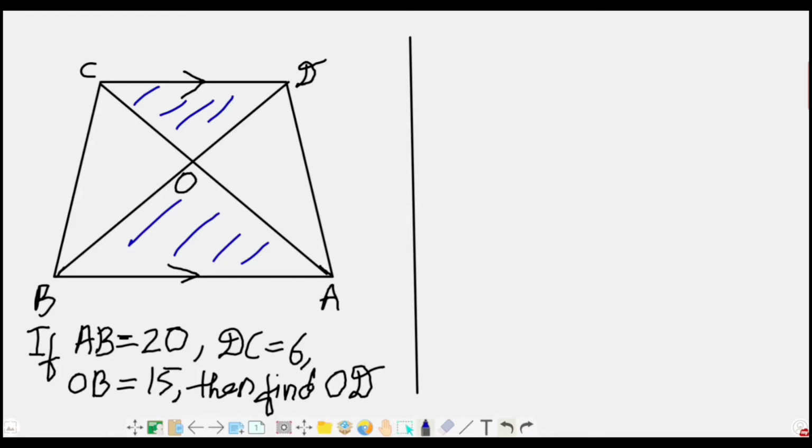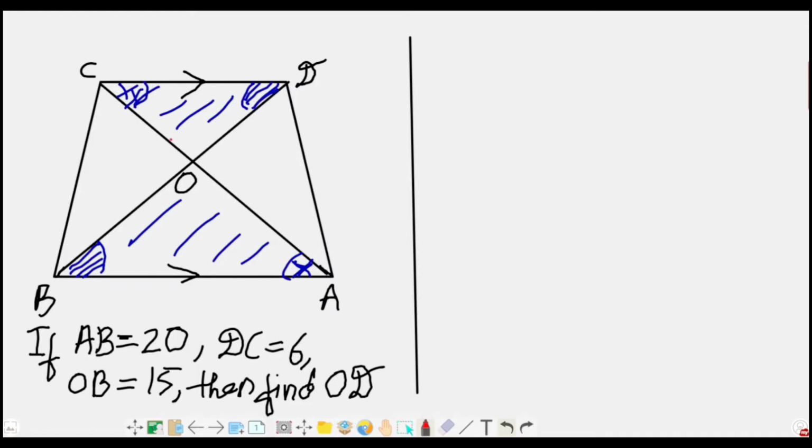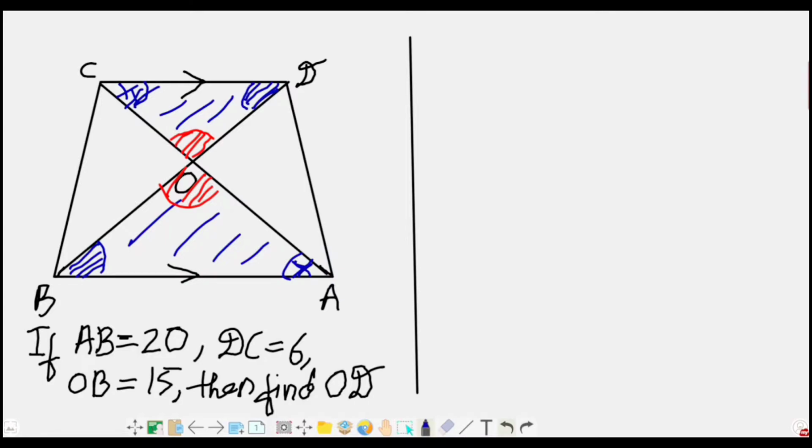Now, lines are parallel, so this angle which I am marking, that is CDO, will be congruent to angle OBA. In the same way, this angle is congruent to this angle. Why? Lines are parallel, so they are alternate angles. In the same way, this angle is congruent to this angle, vertically opposite angles. So anyway, two angles you have to take and prove that both the triangles are similar by the AA test. So let's start solving.